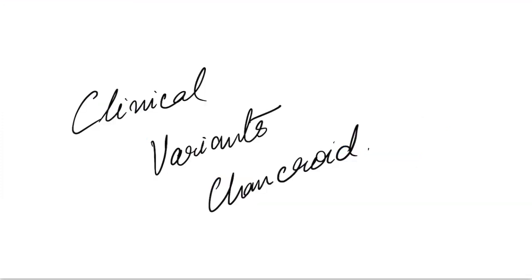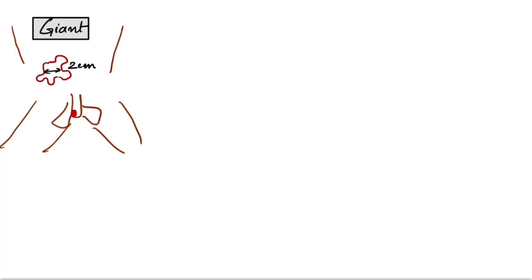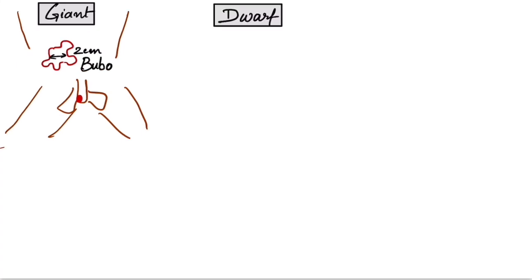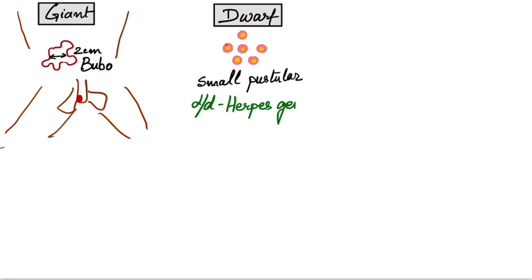Now moving on to the clinical variants of Chancroid, which is a very important part of Chancroid. The first one is the giant Chancroid. It is a single large granulomatous ulcer which extends peripherally. It is more than 2 cm in size and it occurs mainly at the site of a ruptured bubo. Now the dwarf Chancroids. They mainly remain in the pustular stage or may develop into small, very superficial ulcers. It is very similar to herpes genitalis.